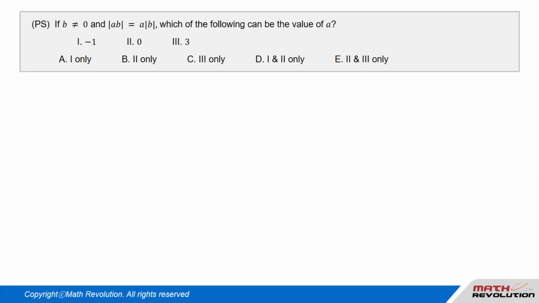Question. If b is not equal to 0, and |a·b| = a|b|, which of the following can be the value of a? 1, -1, 2, 0, 3, 3.